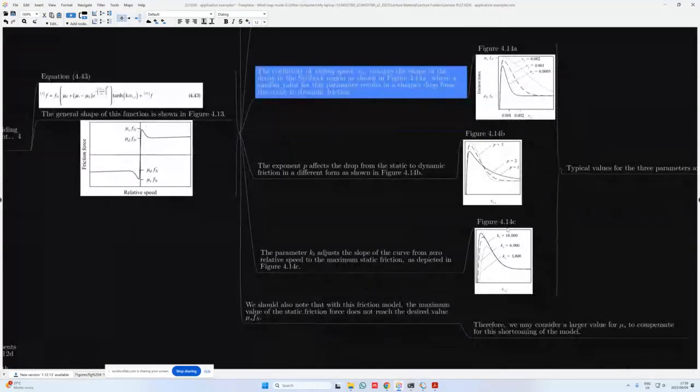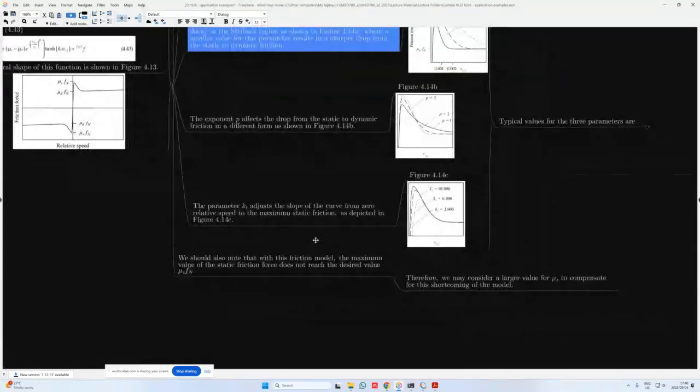And then lastly, figure 4.14c shows the effect of the value of K_T. So K_T is used in this tanh, or hyperbolic tangent, that we have over here. So K_T is typically also a large value. So you can see over here, the values plotted greater than 3,000 are shown. So 3,000, 6,000, 10,000. And K_T then adjusts the slope of the curve from zero relative speed to the maximum static friction as depicted in 4.14c.